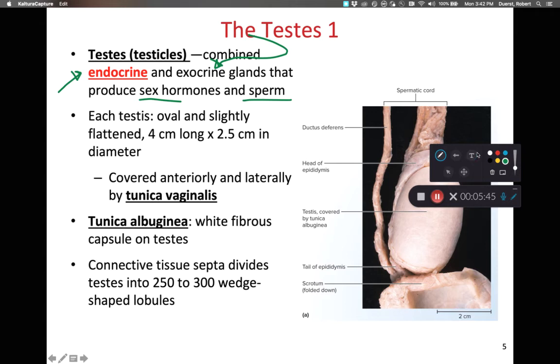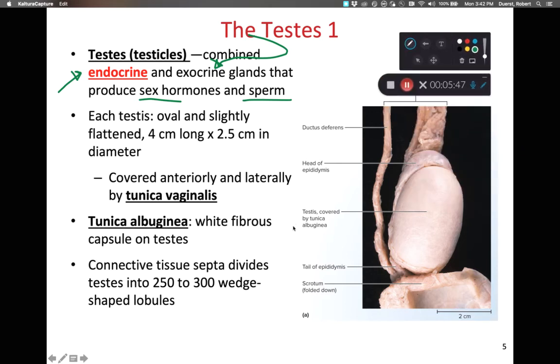Each individual testis is going to be overall oval in shape. And that's something that females, generally speaking, have a misconception about. Colloquially, the testes or testicles are referred to as the balls, and a lot of individuals just assume that they're completely spherical in shape. That's not necessarily correct. They are more oblong in shape, and they're covered by a thin layer of white connective tissue known as the tunica vaginalis.